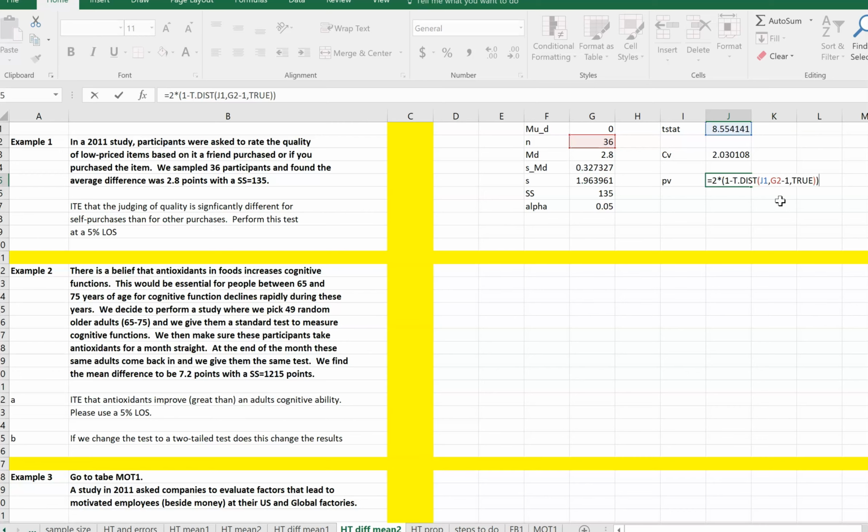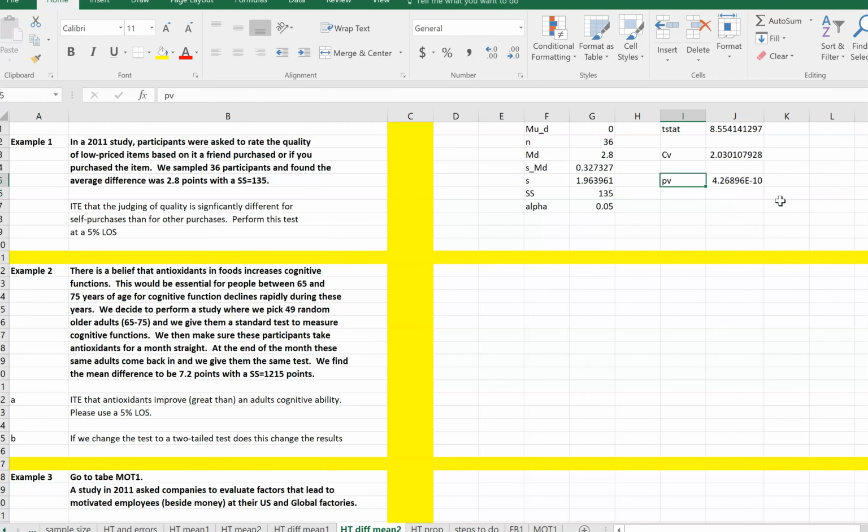Again, why t-dist? T-dist gives you the area below the statistic. Got it. 1 minus then will give you the area above. Why double? Because we're at a two-tail. And I expect this to be a really small number. You might as well say this is practically 0. All right, guys? That number, E negative 10, means 10 decimal places you're going to move. That means we're practically 0. And that's important. But, so let's go through our rules, our results, to finish this off.